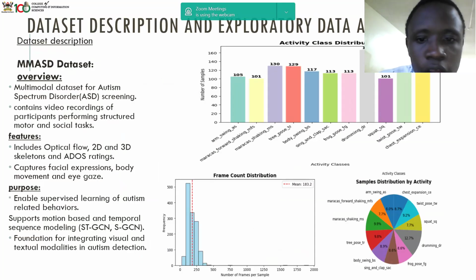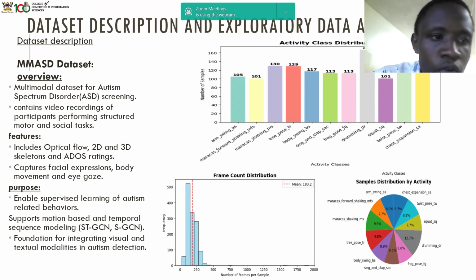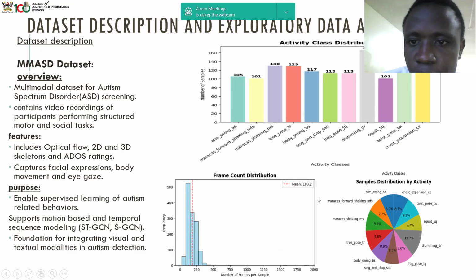So we use the MMASD dataset, that is the Multimodal Autism Screening Dataset, which was a very good resource we got online. This dataset included the optical flow, 2D skeletons, 3D skeletons, and even a CSV of adult ratings. So here is a graph of the activities which were in that dataset. There were 11 activities, and this is how they were distributed. You can see from the graph and the pie chart.